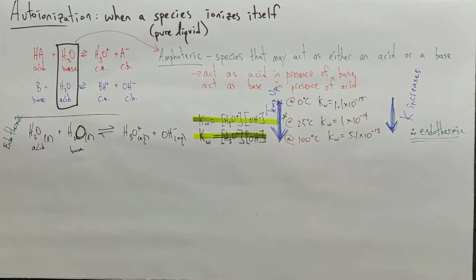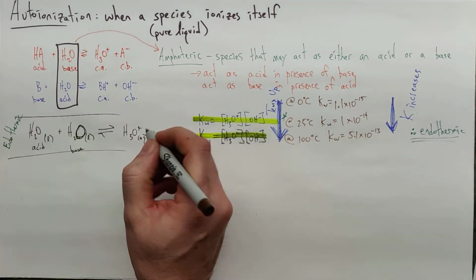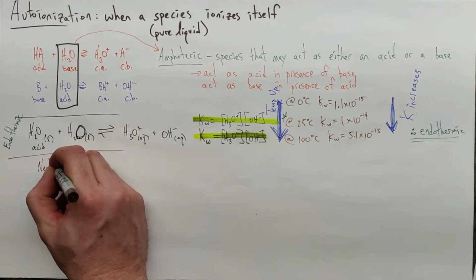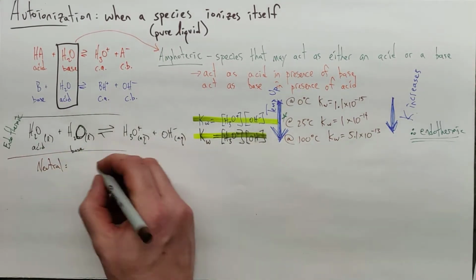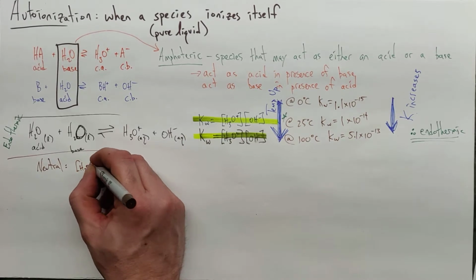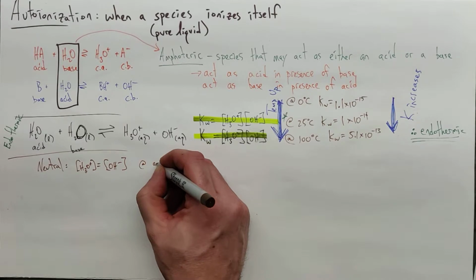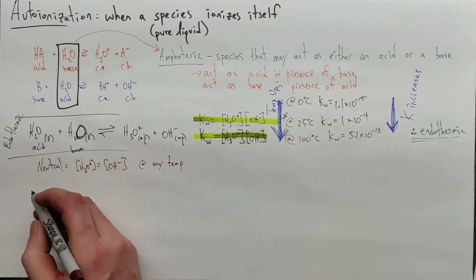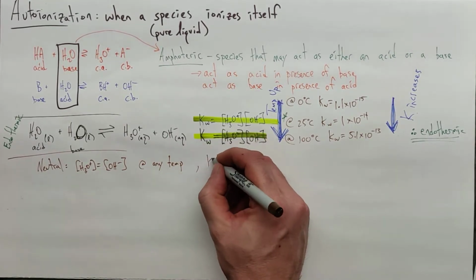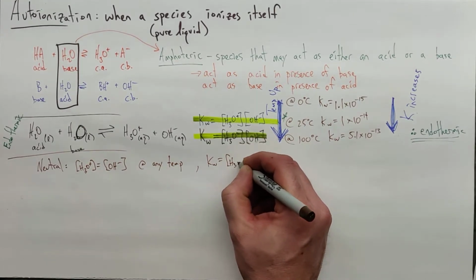So what I want to tie this into right now, other than this idea of amphoteric species having the chance to autoionize, is our neutral and acidic and basic definitions. In a previous video, we had declared that to be neutral, in general, the concentration of H3O+ had to equal the concentration of OH-, right? And that's true at any temperature, right? And in general, Kw was H3O+ times OH-.